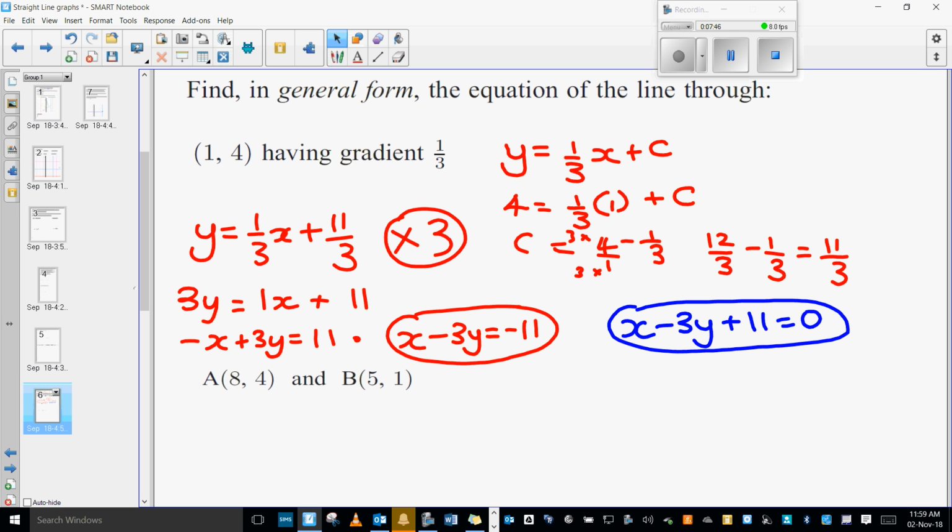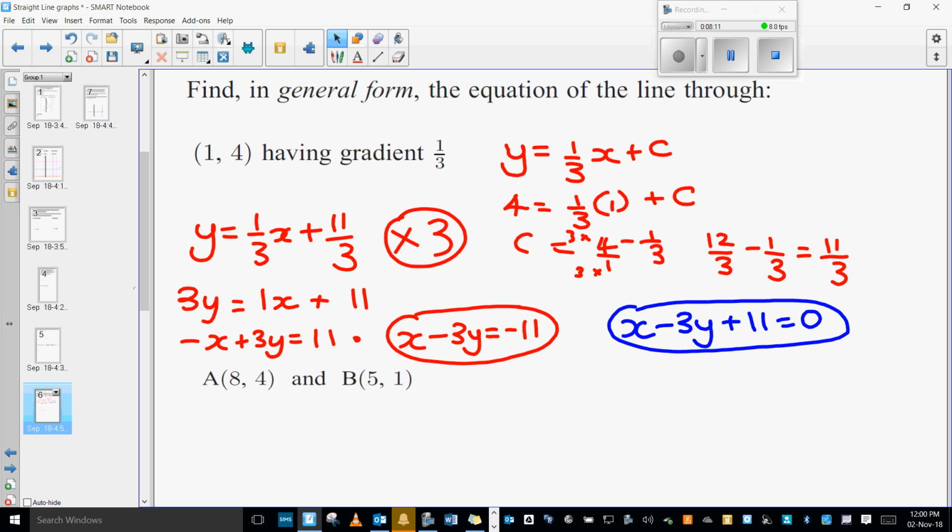Do you have to do that to put the x on the other side? Well, if I want to put it with the y, yes, I have to subtract x from both sides. I could have subtracted 3y and subtracted 11. I could have done that, so I could have kept this positive. There's different ways of doing stuff.